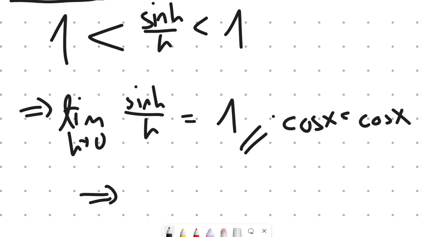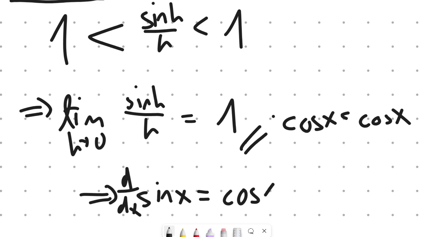So now we have proven that the derivative d/dx of sine of x is equal to just cosine of x.